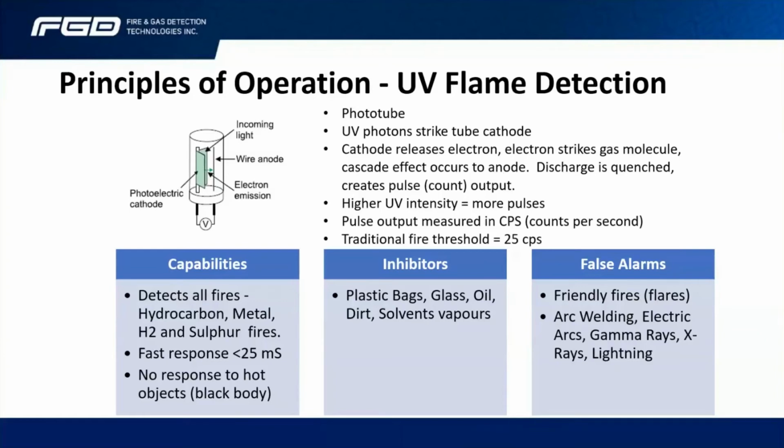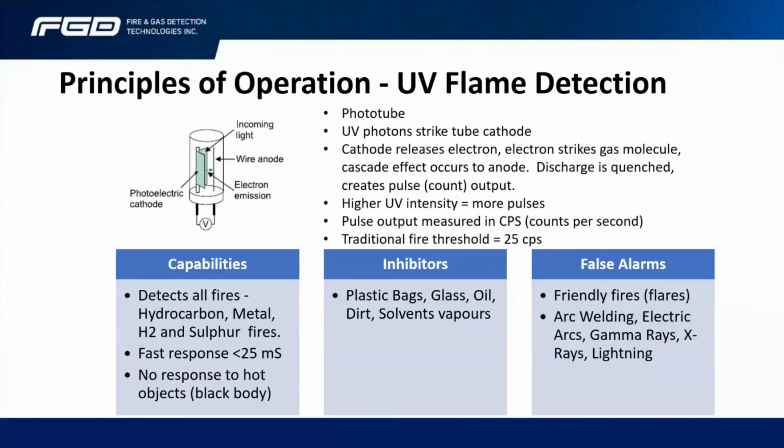And as a result, UV flame detectors have historically been used for many years for munitions type manufacturing because they were so fast. Typically, you would get a response in less than about 25 milliseconds. The beauty of a UV detector is that it can detect virtually all types of fire because a fire is emitting light energy, whether it be visible or invisible. But the technology does have some significant limitations.